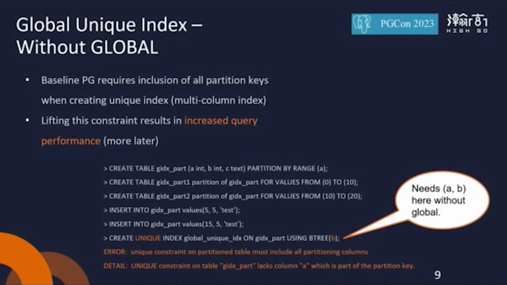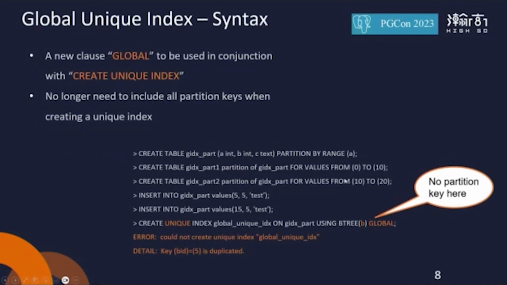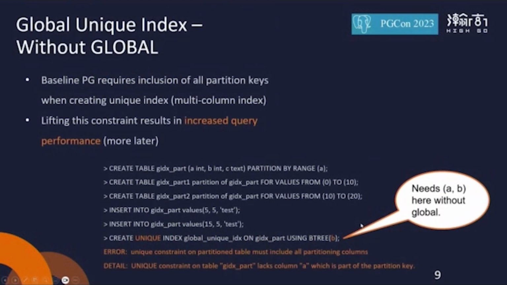So with the global unique index, I don't have column A here. So this will result in increased query performance. I'll show you the numbers later. So that's the clause, the syntax for using this feature.